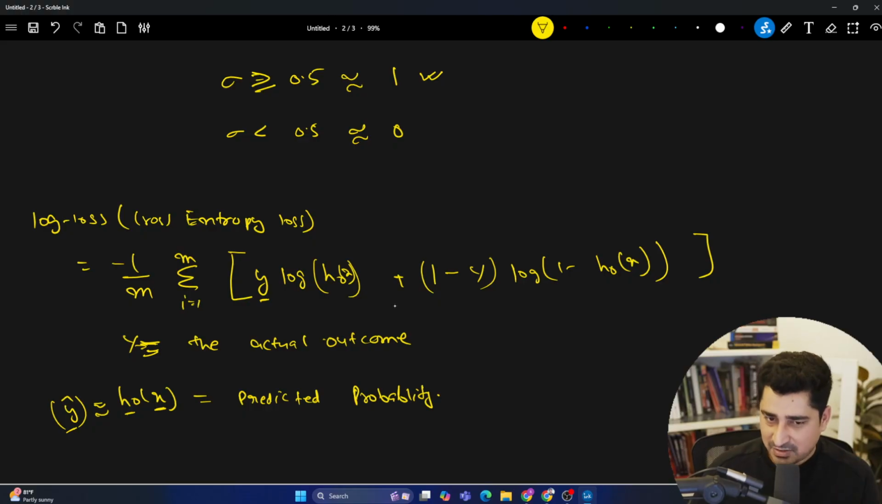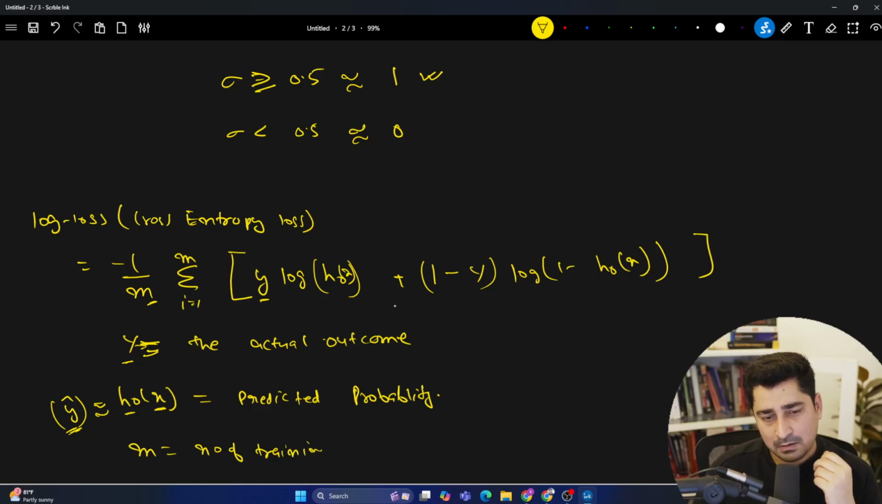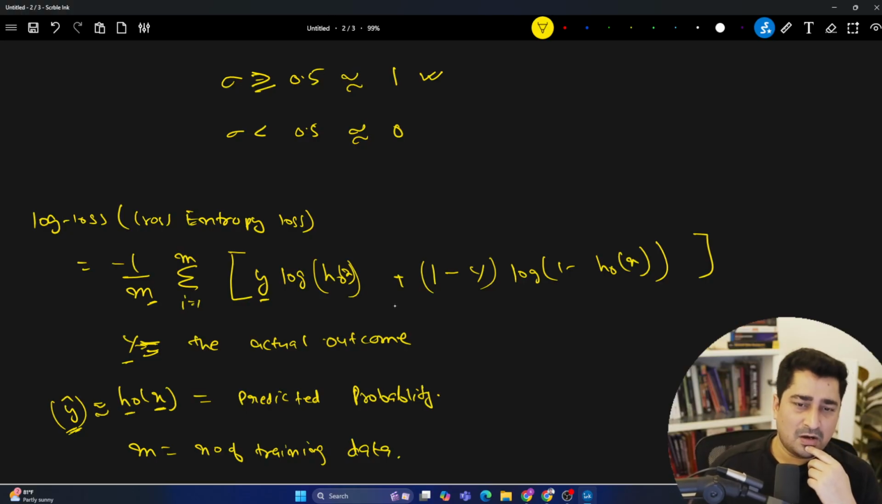So it will be a fractional number. It will not be the absolute class, but just for your understanding, I have mentioned this particular part. I believe it makes sense, right? And y is nothing but the actual class, maybe one class or maybe the other class. And if I talk about m, m is nothing but the number of training data.